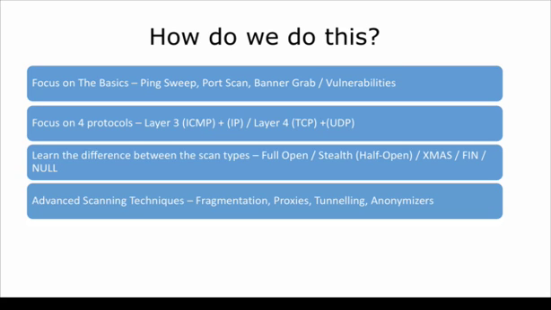You also implement some advanced scanning techniques, which pretty much try and make you a little less obvious, or more stealthy would probably be a better way of putting it. So we look at things like fragmentation, fragmenting your packets. We look at things like using proxies to hide your location. We look at hiding your traffic by tunneling it through HTTP or SSH or even ICMP. And we also look at anonymizing your traffic. In other words, routing you through a whole bunch of different services so that nobody can find your location.